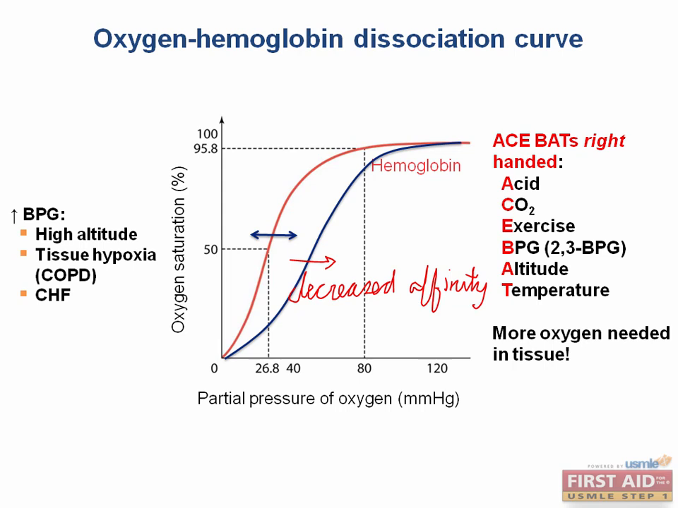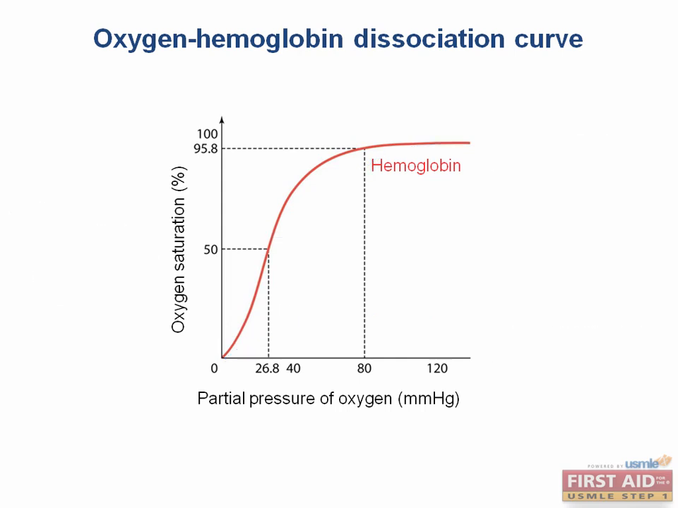Not surprisingly, if you decrease these factors, you can get a left shift of the curve, which means increased affinity of hemoglobin for oxygen, thus less unloading of oxygen to tissues. As we discussed earlier, the fetal hemoglobin curve is naturally a left-shifted curve because it has a higher affinity for oxygen than adult hemoglobin. Now, why is this important?